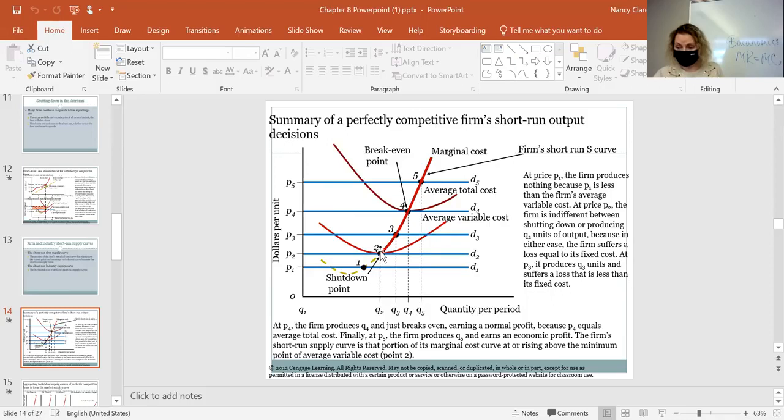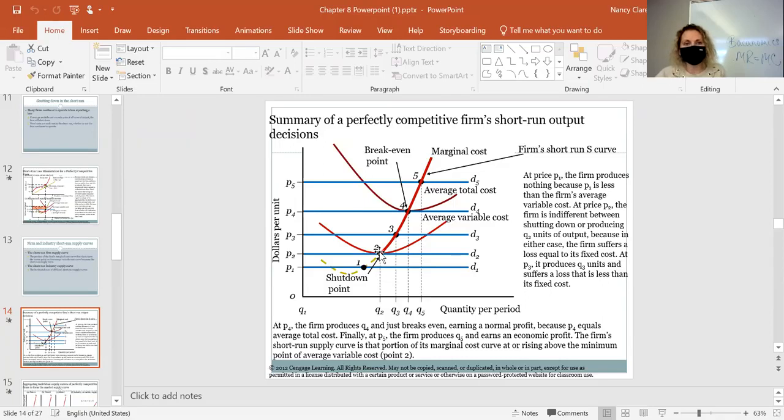The fact is, at that point, you're covering all of your variable and none of your fixed cost. Well, if you shut down, you still have to pay your fixed. If you keep operating, you have to pay your fixed. So whether you operate or shut down right here at this exact point, it's the same for you. Your loss is your fixed cost.